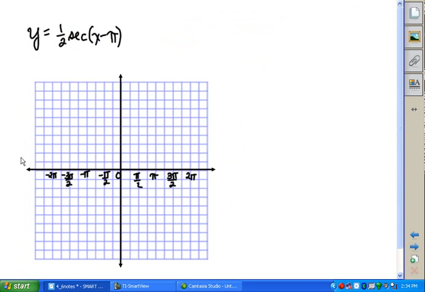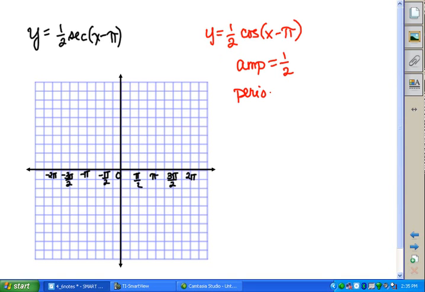So we'll do one more example. If we want to do 1/2 times secant of x minus pi, what are we going to do? Well, we would look at y is equal to 1/2 times cosine of x minus pi. Well, the amplitude is going to be 1/2. The period is what? Well, the period hasn't changed. It's 2 pi over b, but b in this case is 1, so 2 pi over 1 or 2 pi.